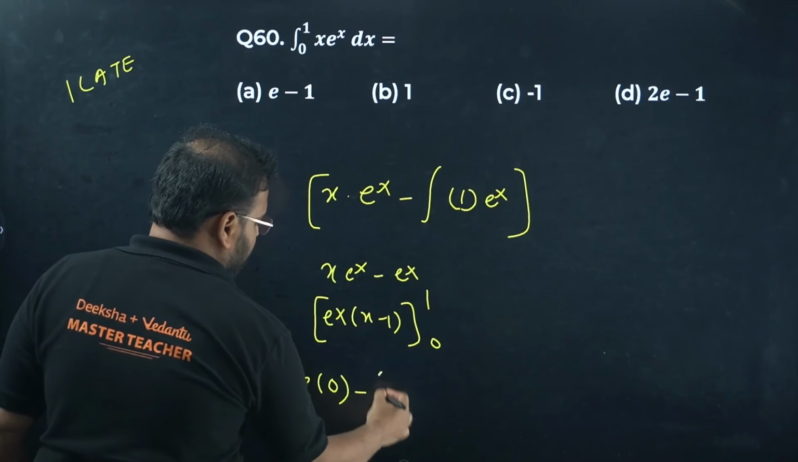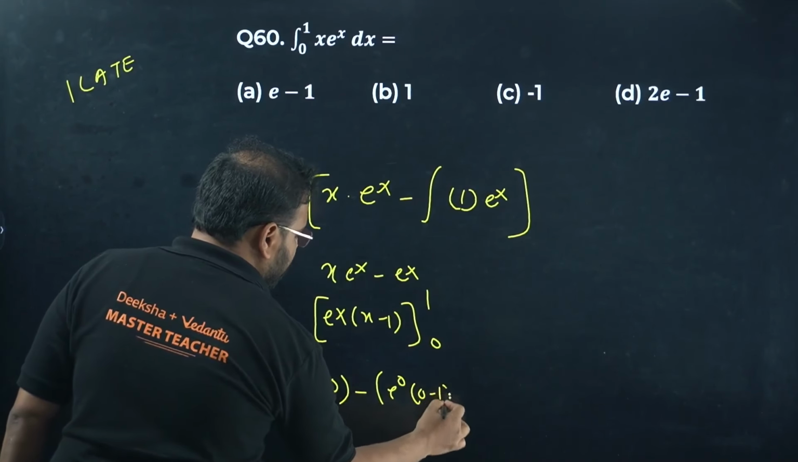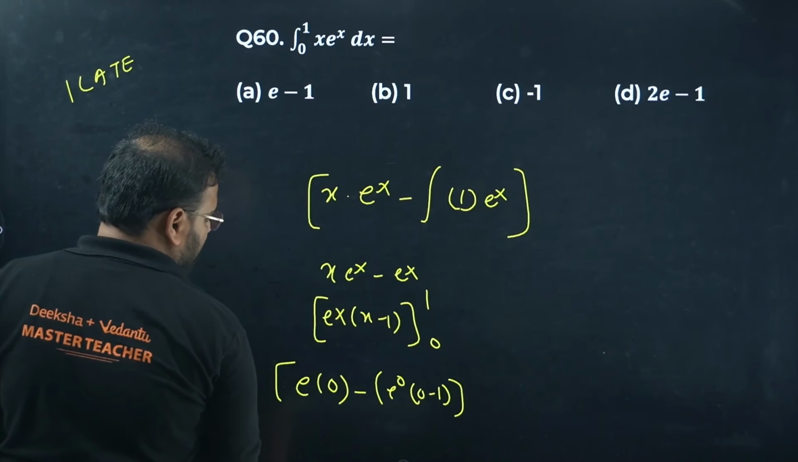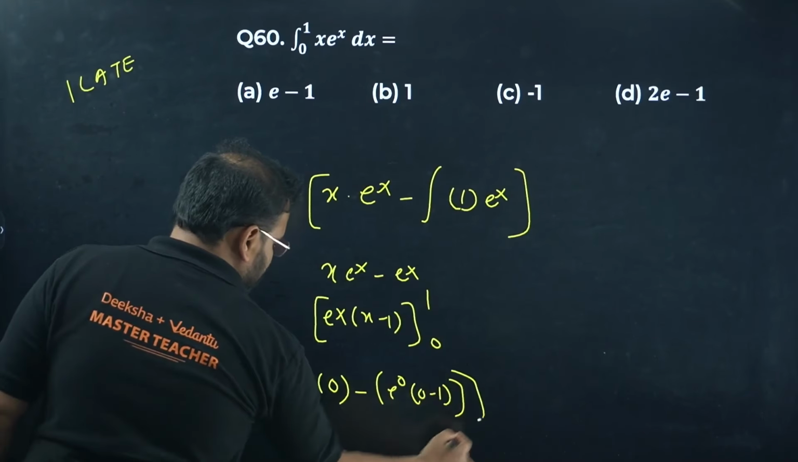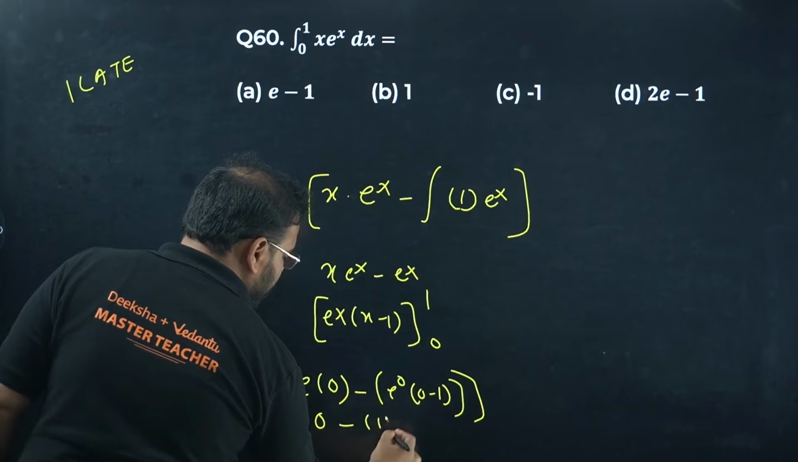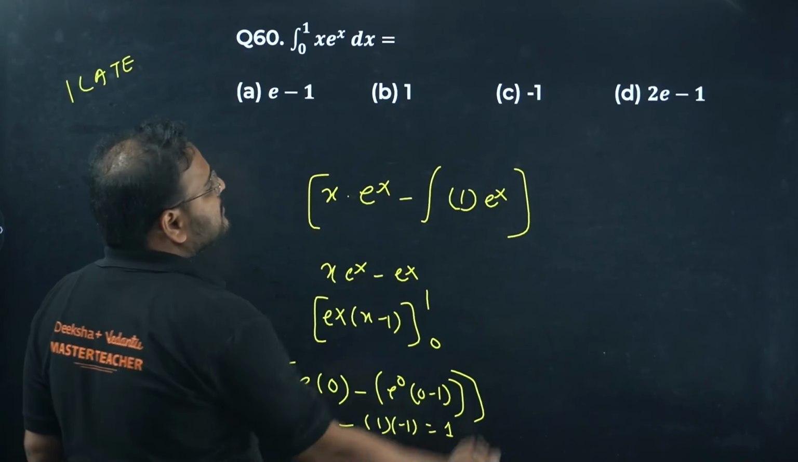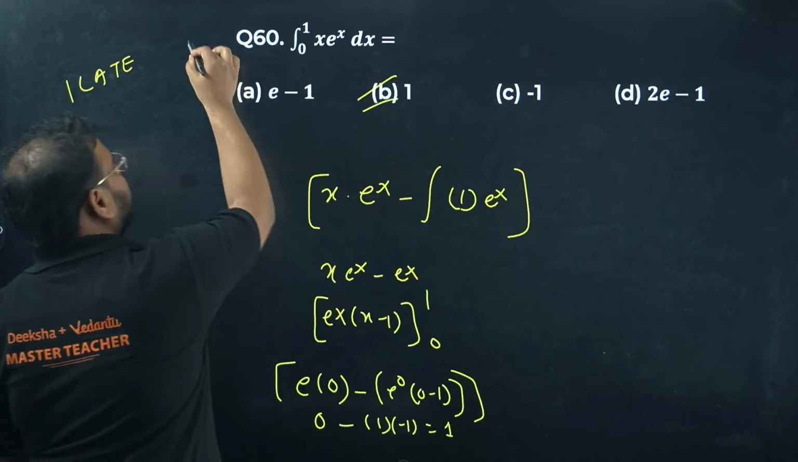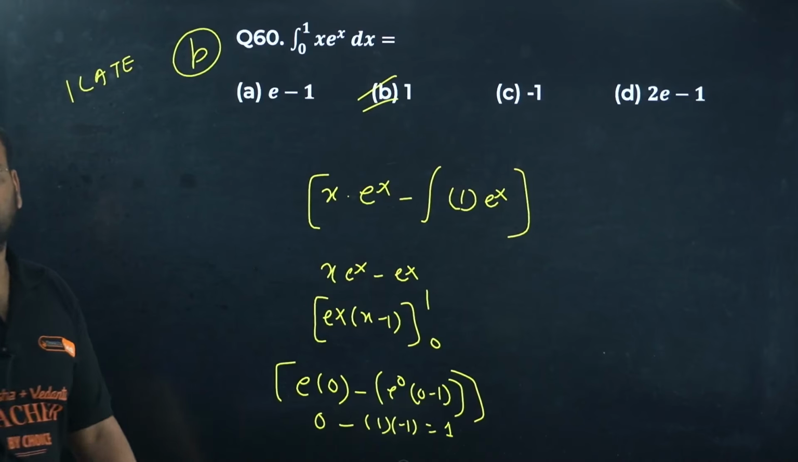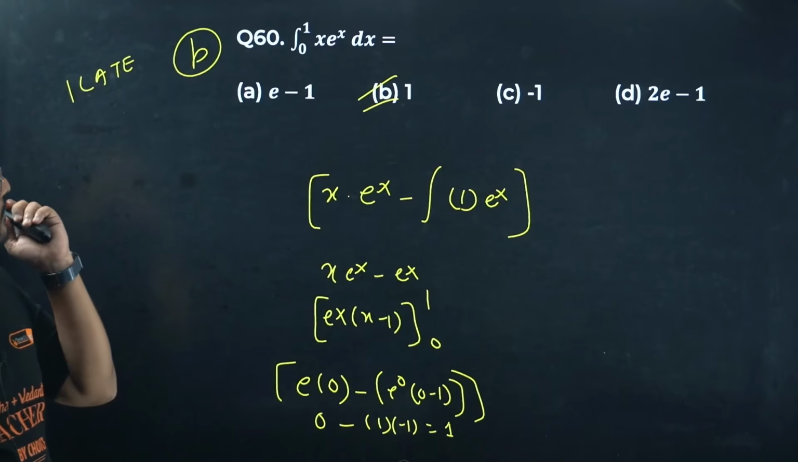Now put 0. So e power 0 will be what? 1. And you get what? 0 minus 1. Please check, guys. Answer is coming as e power 0 into 0 minus 1 is 0 minus of 1 into minus 1. This whole thing becomes plus 1. Answer is B. Again B. Plus 1. Minus 1 into minus 1 is plus 1. Done?